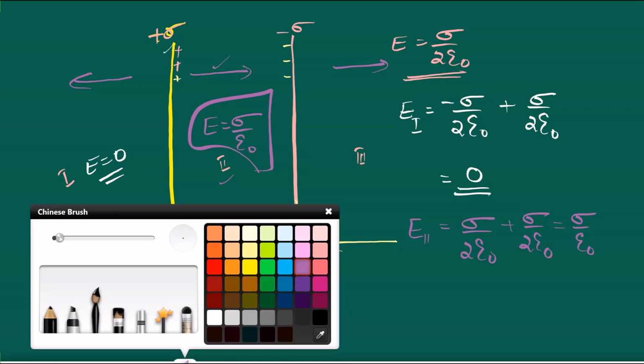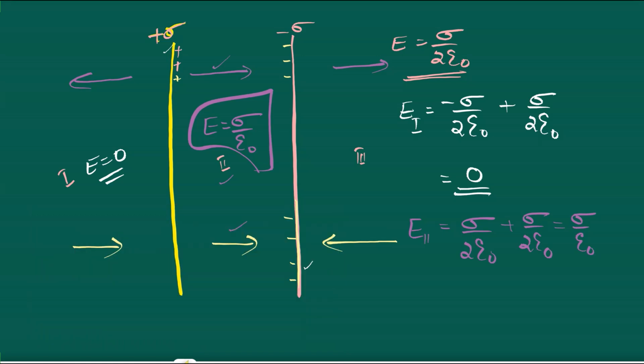Now consider the third region, region 3. Here the electric field due to the plus sigma is in this direction, so we write sigma divided by 2 epsilon naught. And in this region, due to the negative charges, it is towards the negative x direction, so we take minus sigma divided by 2 epsilon naught. So the net electric field is equal to 0. In region 3 also, the electric field is equal to 0.